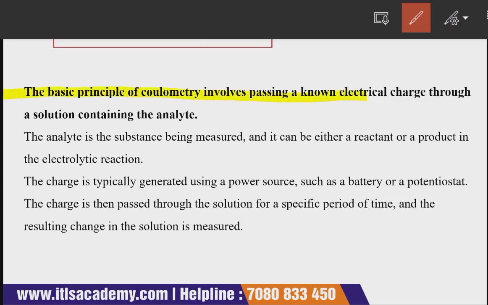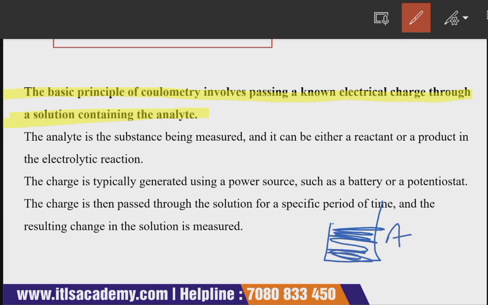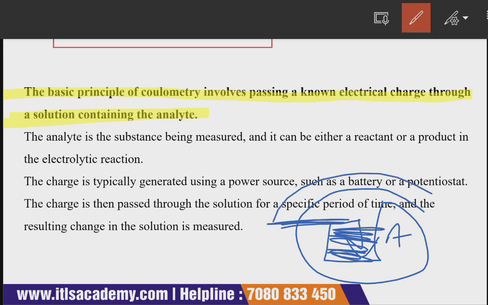the basic principle of coulometry involves the passing of a known electrical charge, means the electrical charge is known, through a solution which contains the analyte. Let's say that this is the solution. Okay, this is the solution which carries your analyte. So the amount of electricity, or you can say electric charge, that passes through this solution is known. The basic principle of coulometry depends on this.